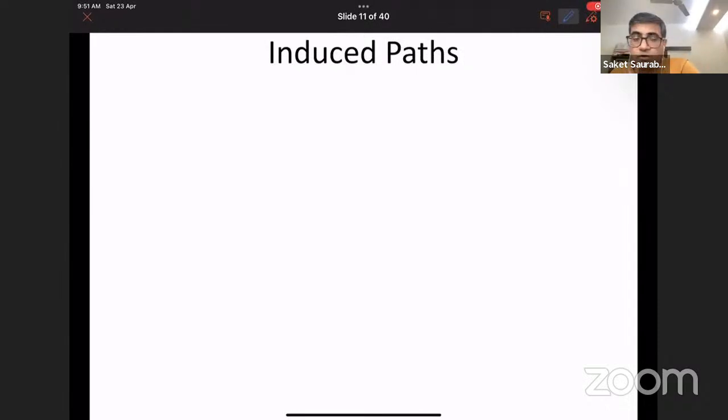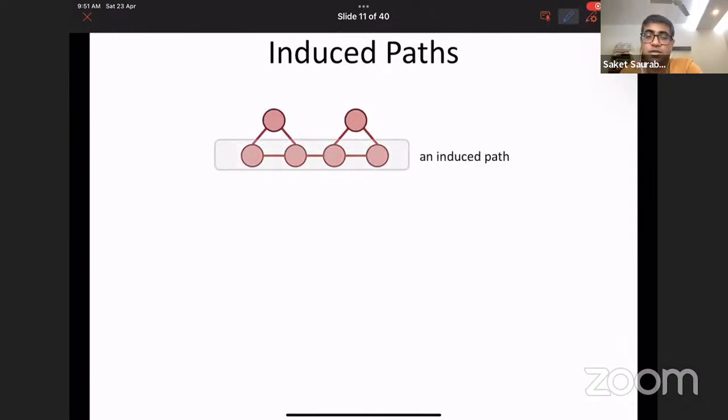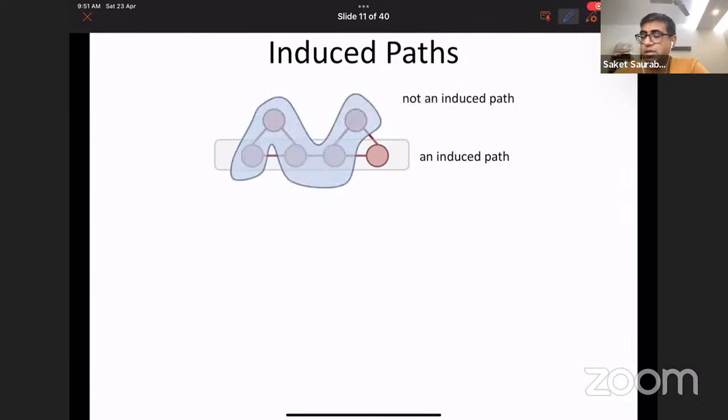The other structure that I want to talk about is induced paths. Okay, so what is an induced path? This is an induced path. Induced path means look at these nodes, there is no edge connecting one vertex to another vertex except those that are in the path. So for example, this is not an induced path, because if you look at this path, look at this vertex and this vertex, there's an edge between them. So this is not an induced path.